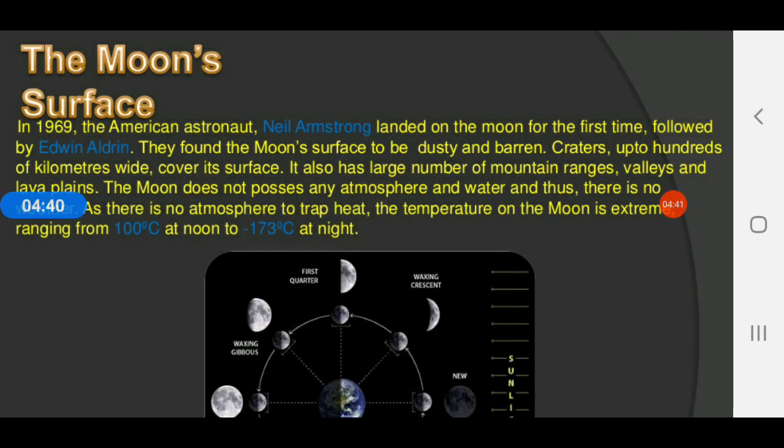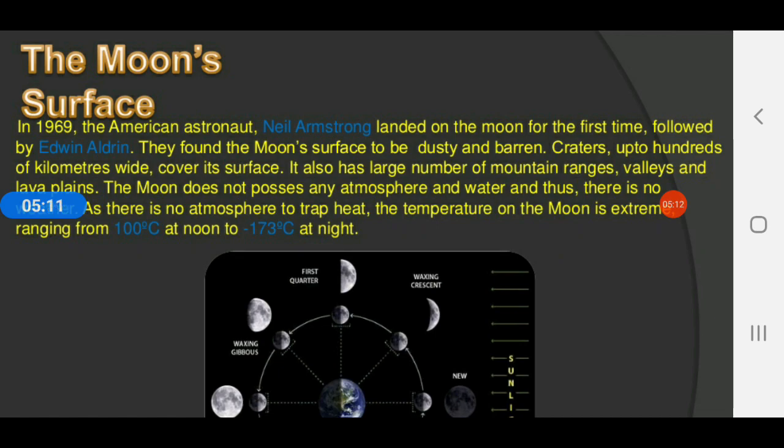Moon's surface. In 1961, the American astronaut Neil Armstrong, you must be knowing, landed on the moon for the first time, followed by Edwin Aldrin. So the first one to land on the moon was Neil Armstrong. Both of them went together, but Neil Armstrong was the first one to land on the moon, and he was followed by Edwin Aldrin. They found the moon's surface to be dusty and barren.